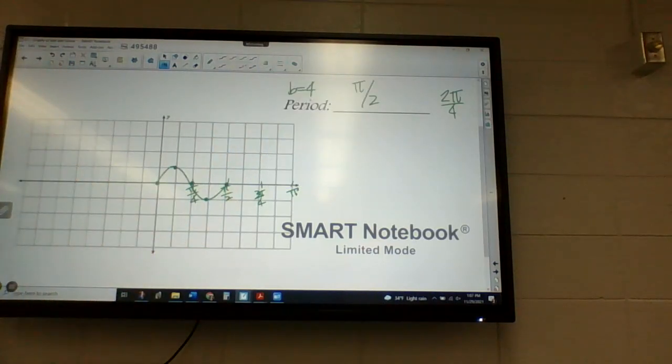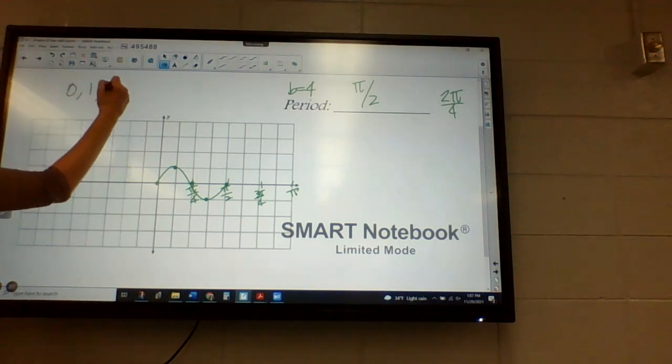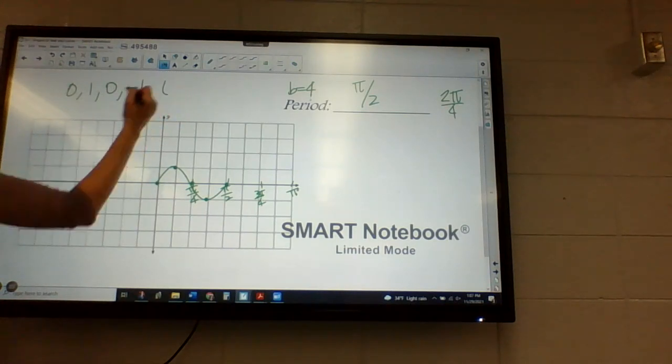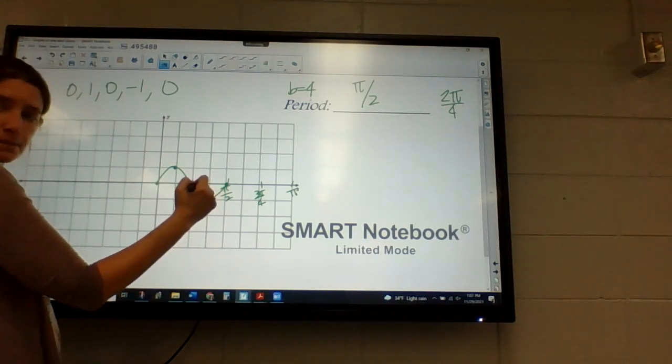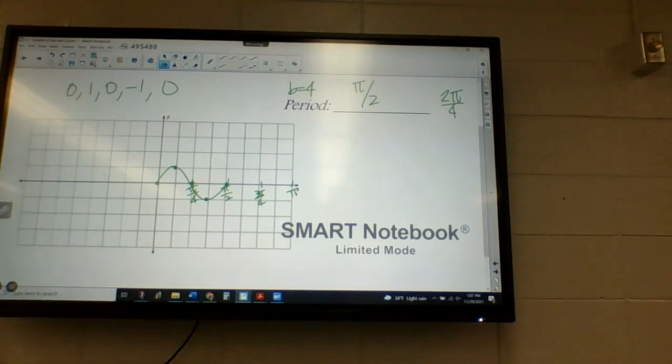Why does it start at 0? Because it's a sine graph. Remember, sine goes 0, 1, 0, negative 1, 0. So sine always starts there, whereas if it's cosine, then it would start at 1. What about this? I don't know. I just kind of did a half and down a half.